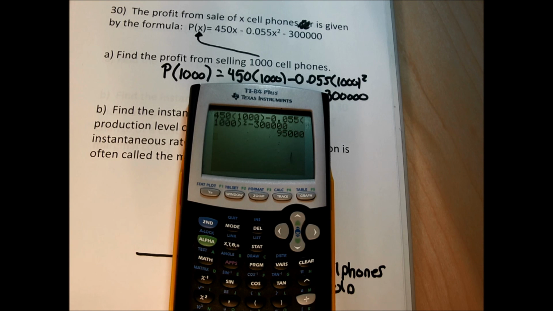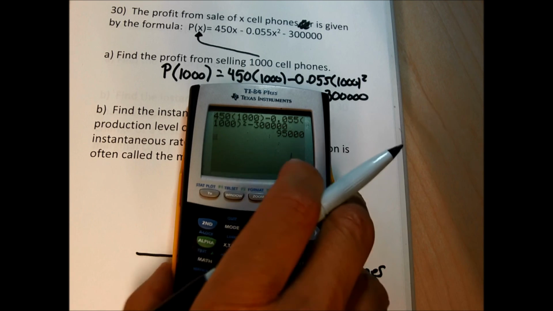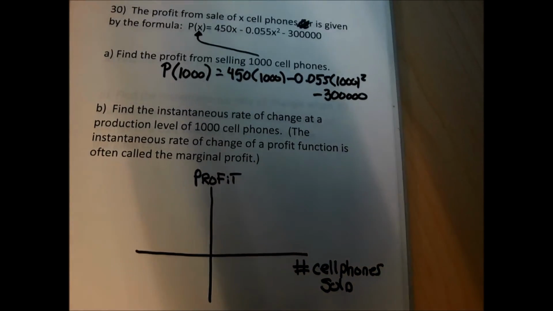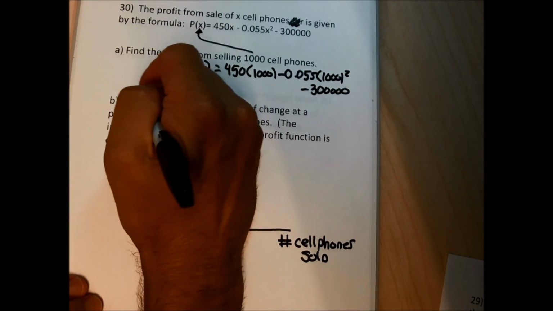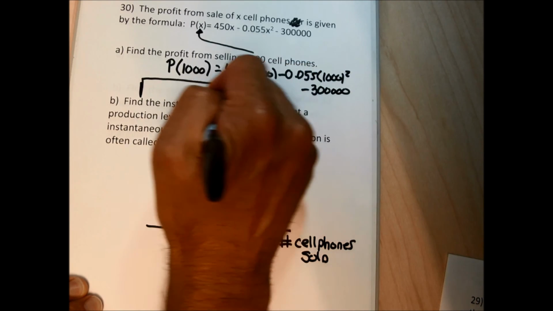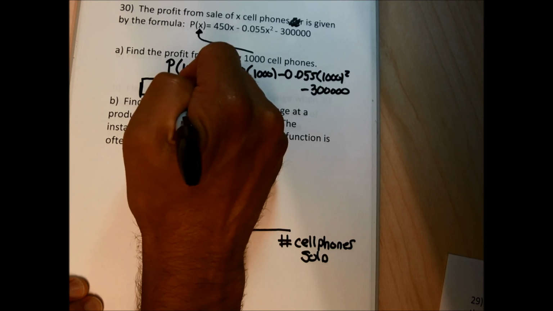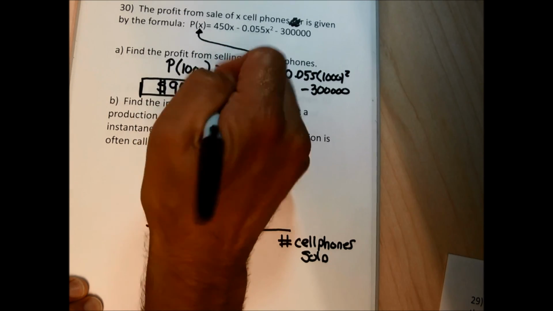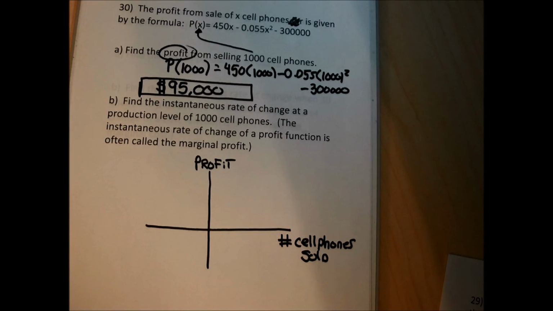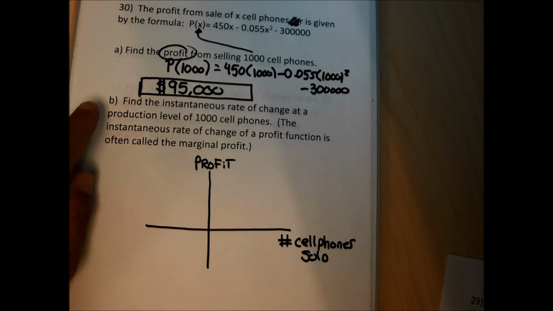This is going to be $95,000. So the answer to part A, the profit from selling 1,000 cell phones, is $95,000. So I'm just going to write 95,000 with a dollar sign. That's enough explanation. When I see a dollar sign, I understand that means money, and I know that it means profit because I'm asked to find the profit. Although it might have been nice if I said the profit from selling 1,000 cell phones was $95,000. That's not necessary. All right, so let me do the next part.